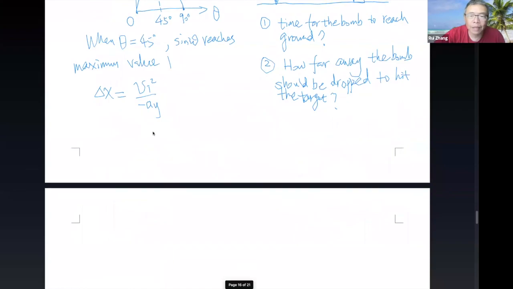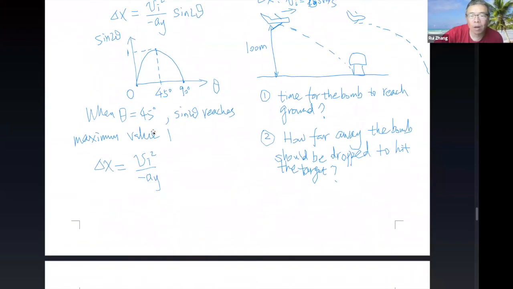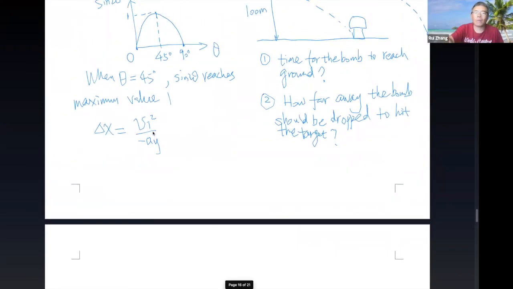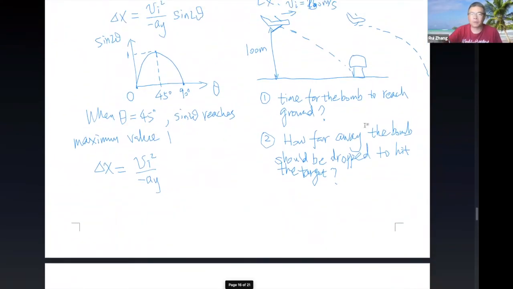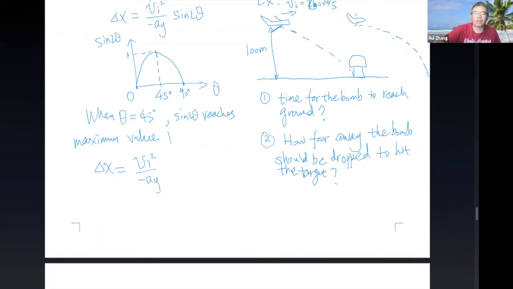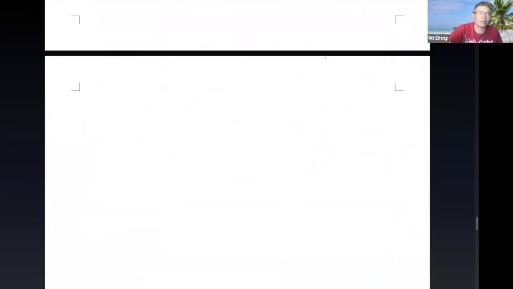Again, as I keep saying, there's nothing wrong with getting the wrong answer, because we're learning something. For this problem, the first part asks how much time it takes for the bomb to reach the ground. The time is always determined by the vertical direction, because the horizontal direction just goes on forever. So whenever you ask about time, you should look at the vertical direction. For this part we'll use the vertical direction, and for the second part we'll use the horizontal because it's asking about how far. So let's look at the vertical direction. What do we know about it?